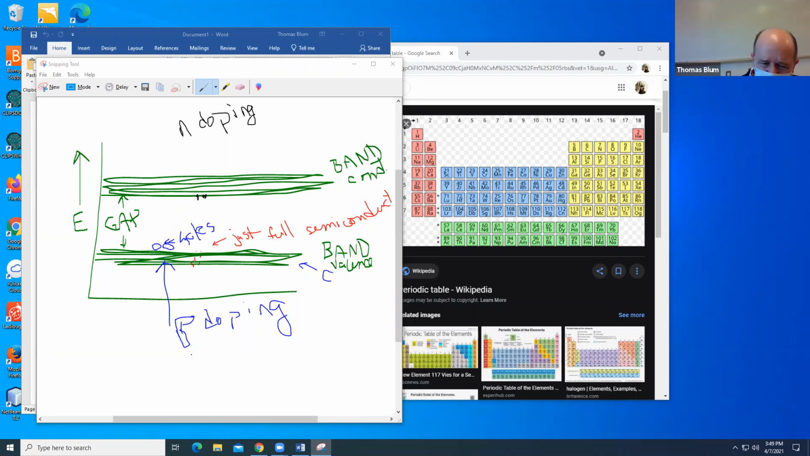If you p dope, you make a little bit of freedom in the valence band and it improves things. If you n dope, you put some electrons up in the conduction band and those ones are free to move. Freedom to move is conductivity. So either way, you're improving the conductivity. It's not that this one improves it and that one decreases it. It's that they both increase it.